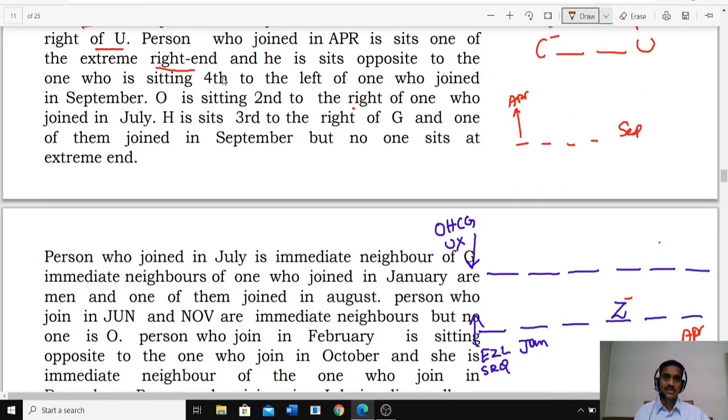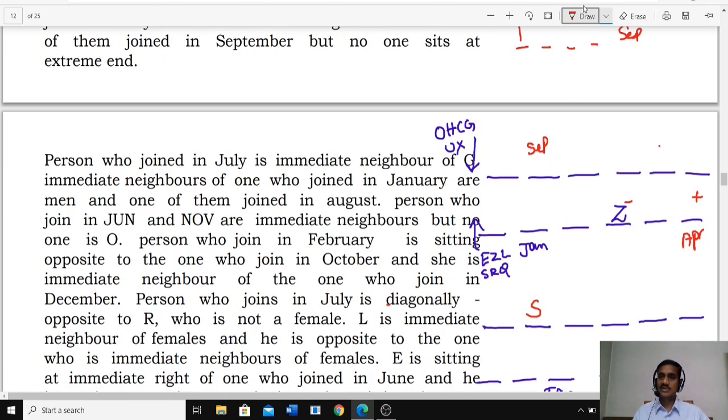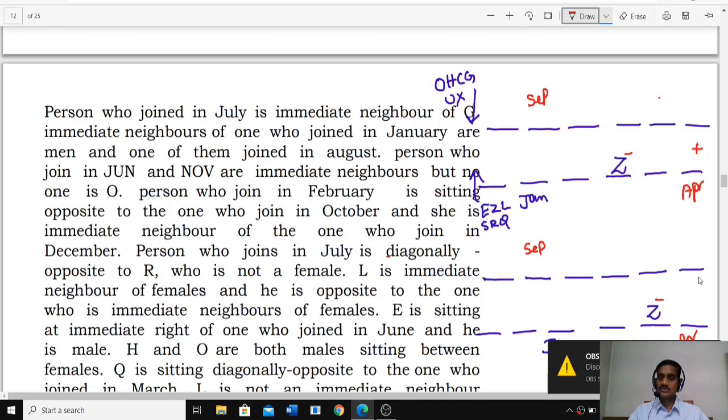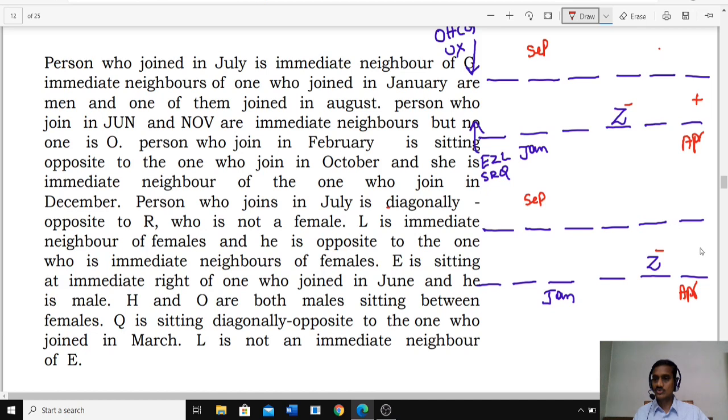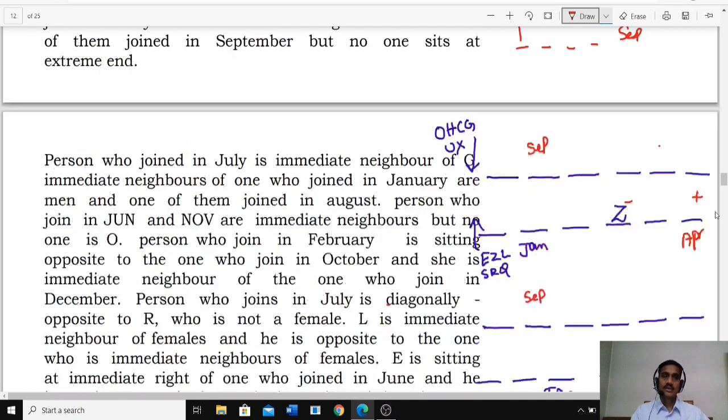S stands for September. The person who joined in April sits at one of the extreme right ends, and he sits opposite to the one who is sitting fourth to the left of the one who joined in September. Because whoever joined in September, the one fourth to their left is opposite to April. April is at the extreme right. Similarly, in this case also September has to come here, and opposite September. Now, opposite to April, the one who joined in April is a male. Next one.